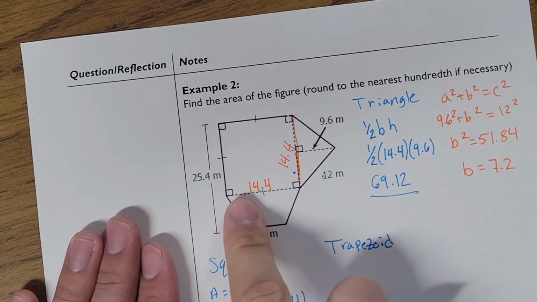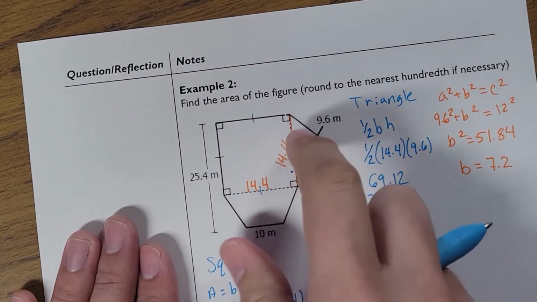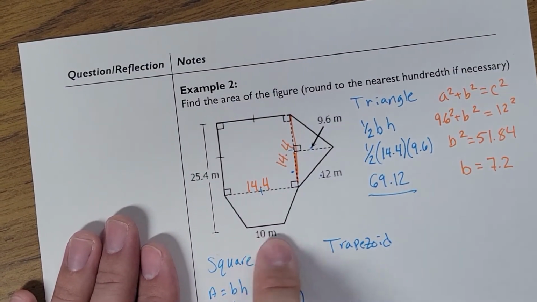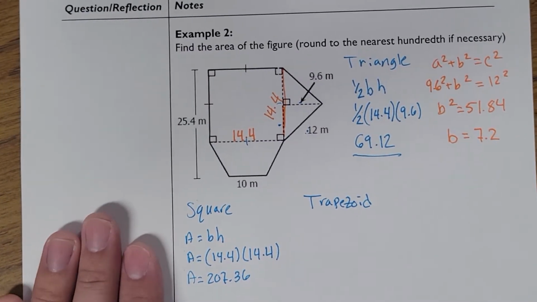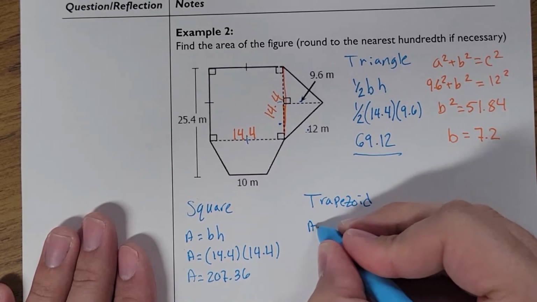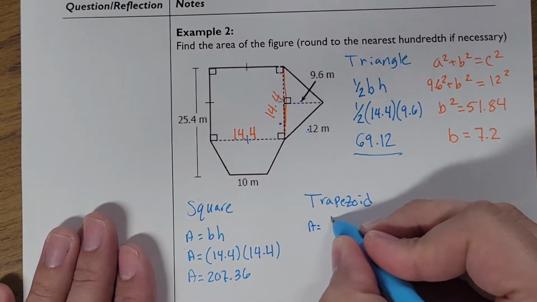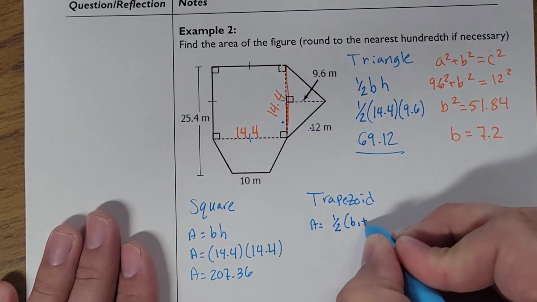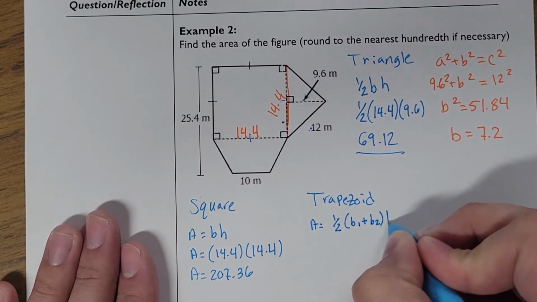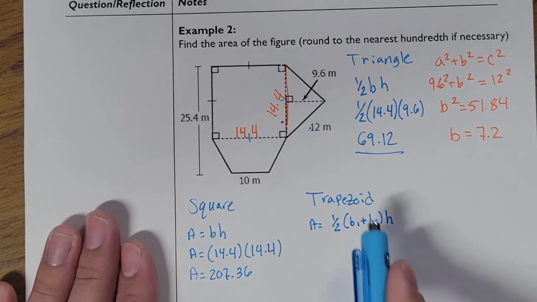So that trapezoid on the bottom, we now know the base is 14.4, given from the square and that triangle up there, and we know the other base is 10, but we also need to know the height of the trapezoid. We can't solve trapezoids without height because the formula is area equals 1/2 base 1 plus base 2 times the height. So I need to know the height.